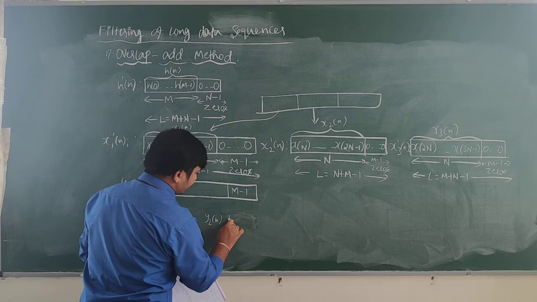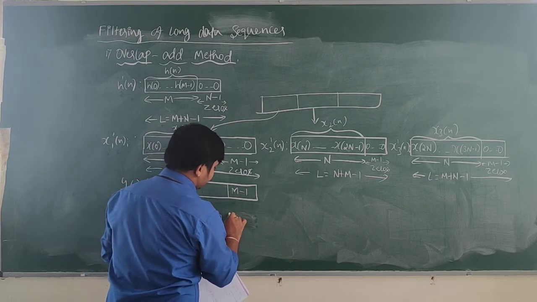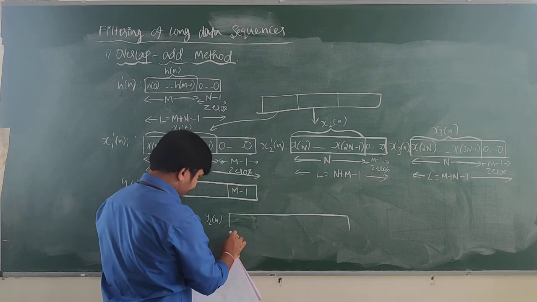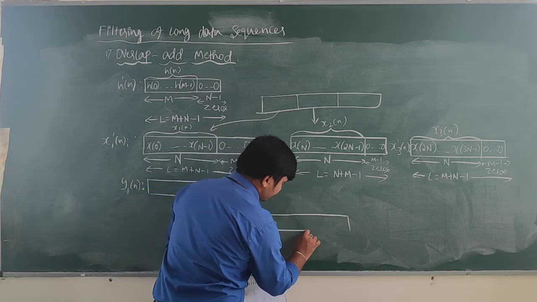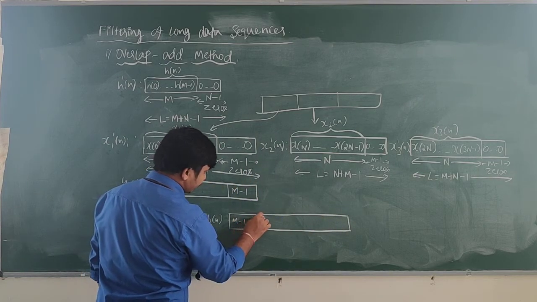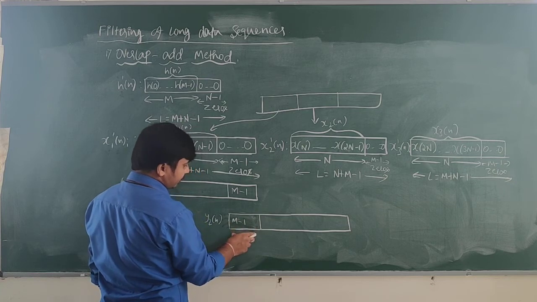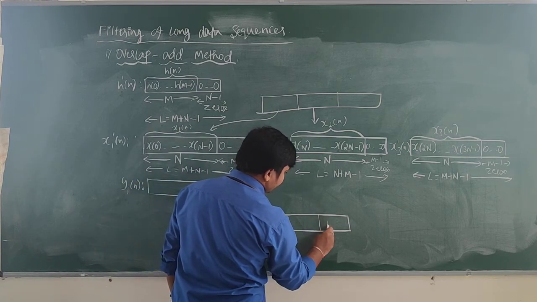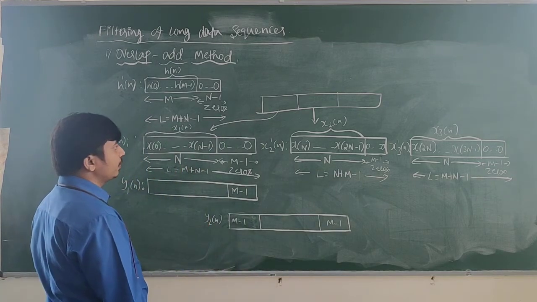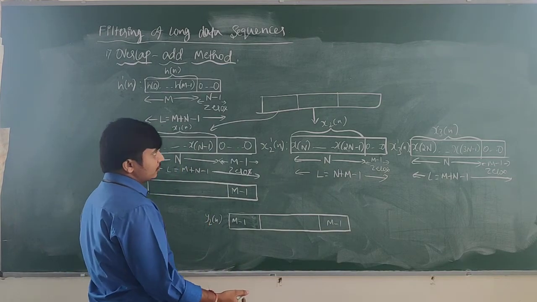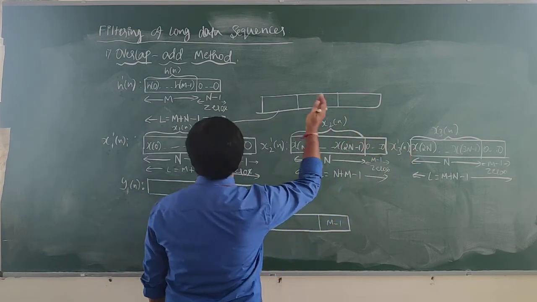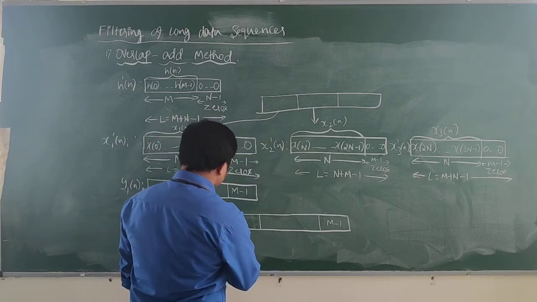y2 of n, and it will start from here. So again it will consist of m minus 1 zeros at the starting, and also m minus 1 zeros at the end. So this is y2 of n. Next, the convolution of x3 dash of n and h dash of n will give you the y3 of n.